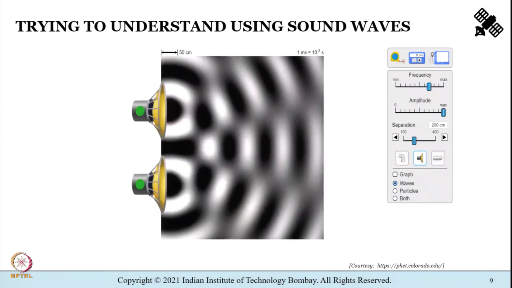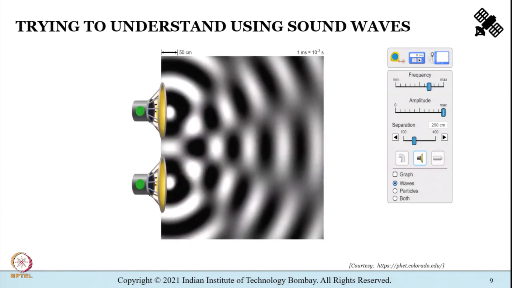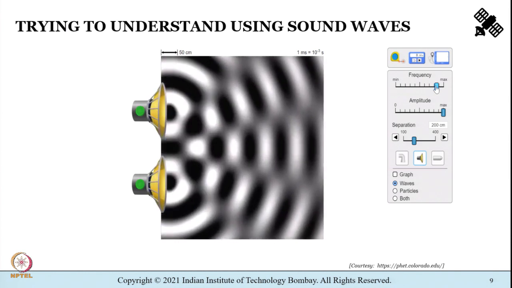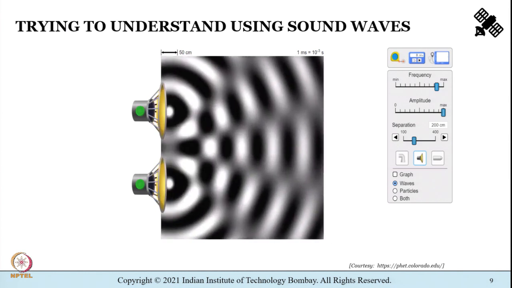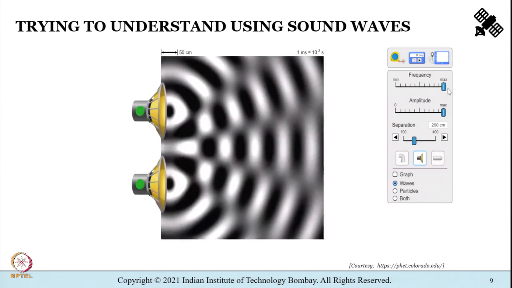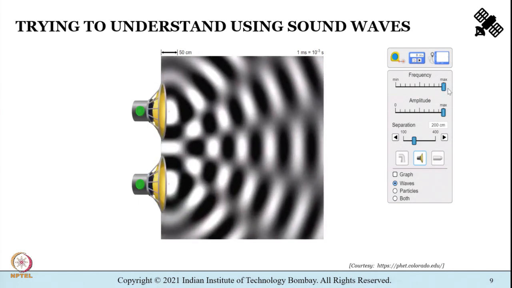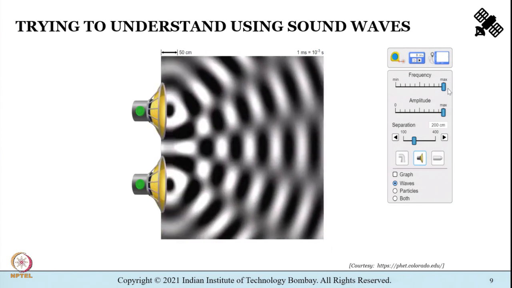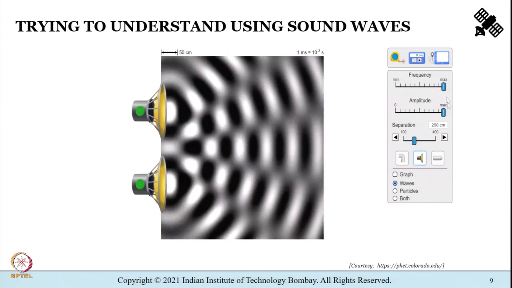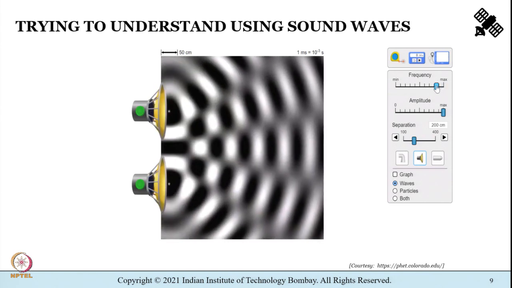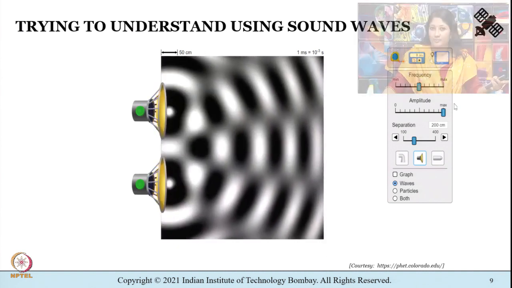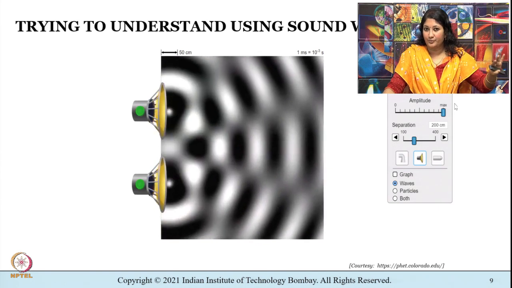And now what I will do is I will increase the frequency to the maximum. Okay? You can see how the pattern is changing. Two coherent sources that are placed at a distance apart, which are emitting waves, how they interfere constructively and destructively is shown here. Again, we are trying to indirectly understand using sound waves, but as I mentioned earlier, I am not trying to make a direct comparison because sound waves are longitudinal pressure waves and they do not exhibit polarization, whereas microwaves do exhibit polarization.